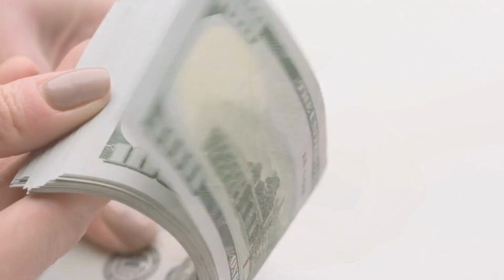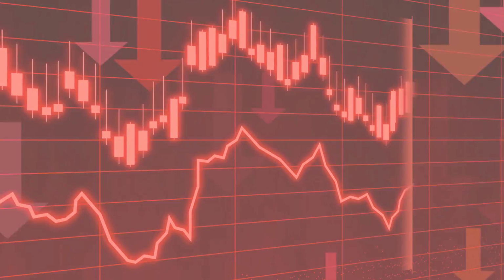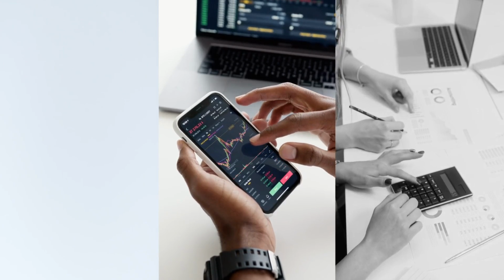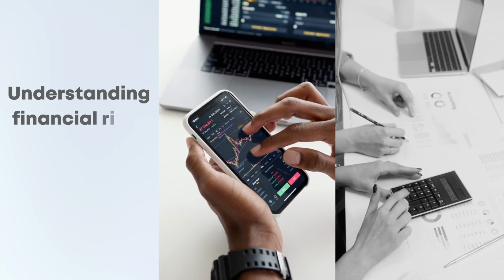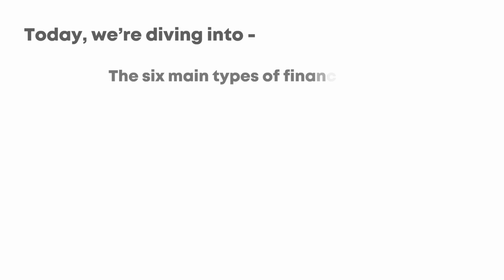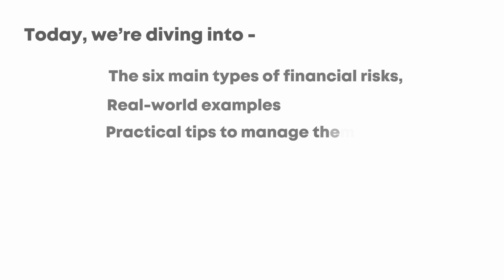Hey there. Money can be exciting, but it comes with risks. Whether you're running a business, investing, or just managing your finances, understanding financial risks is key to staying ahead. Today, we're diving into the 6 main types of financial risks with real-world examples and practical tips to manage them. Let's get started.